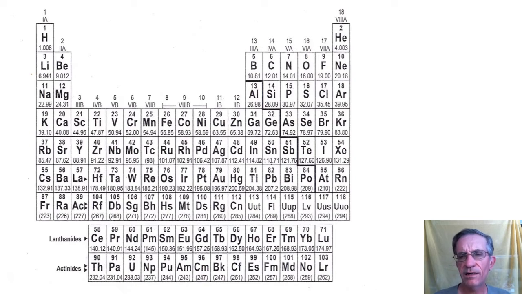Now, usually you might think, well, I need to know the name of them, and that's true, but on this periodic table, I don't really give you the name of them. I give you the shorthand, the symbol. So usually on the periodic table, you'll just see the symbol of the element.